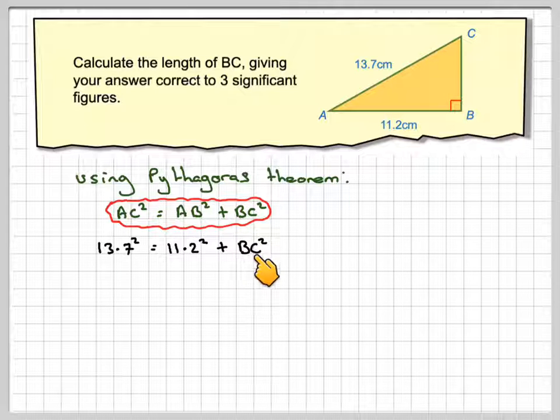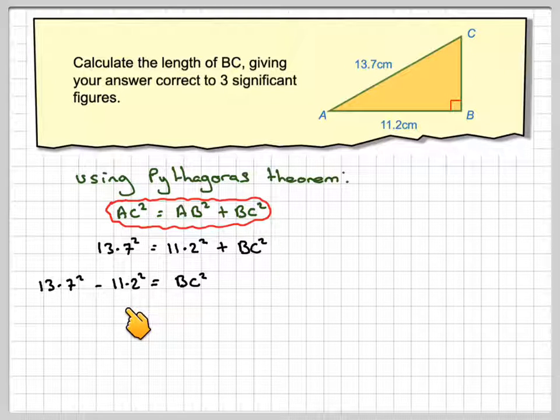Now we want to find BC. We will have to do that by taking 11.2 squared from both sides. So if we take 11.2 squared, we get 13.7 squared minus 11.2 squared is equal to BC squared. If we work that out, if we do this carefully on our calculator, we're going to get 62.25.